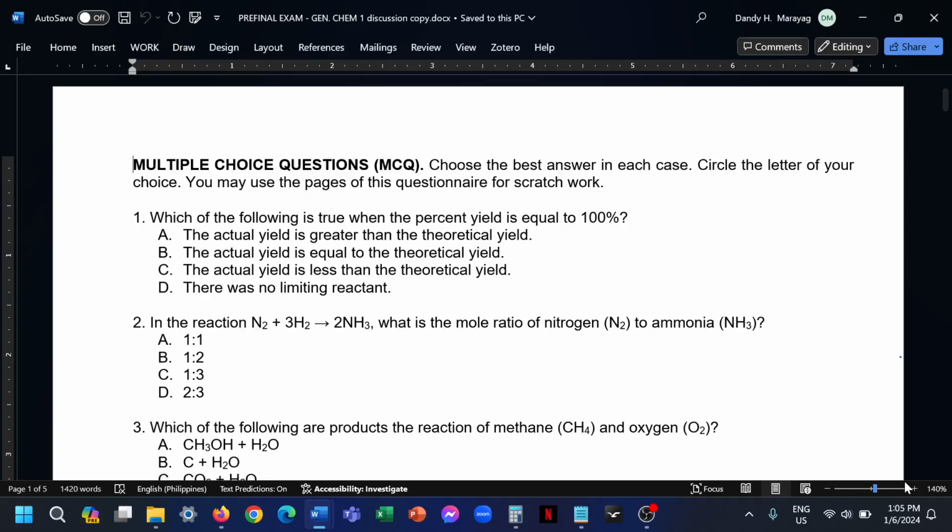Okay, let's answer the following questions. Number one, which of the following is true when the percent yield is equal to 100%?